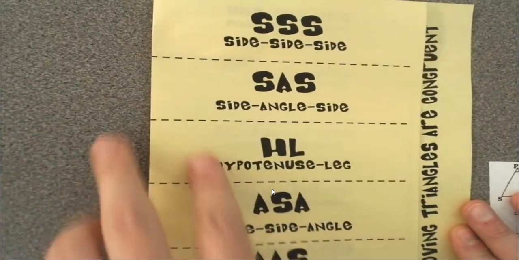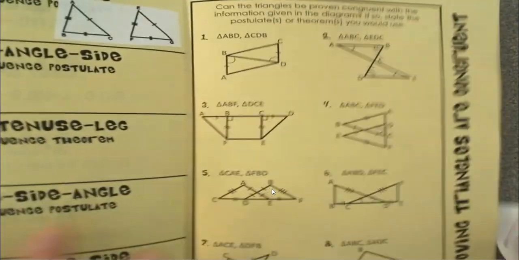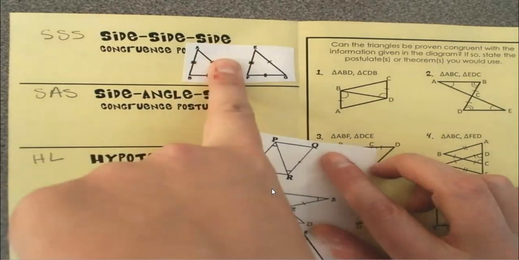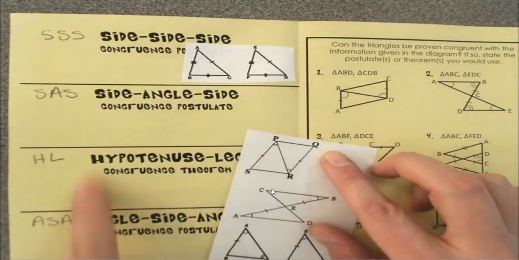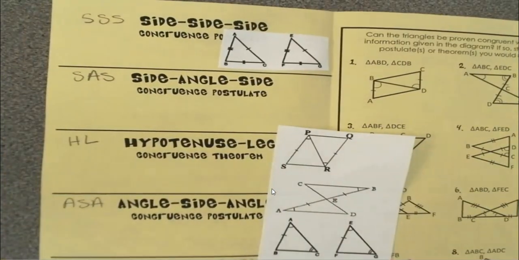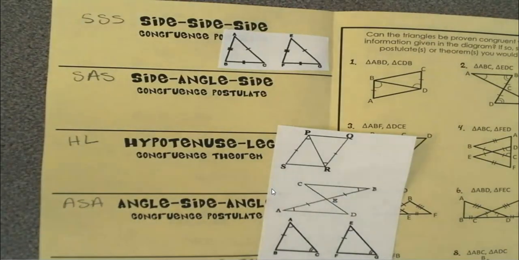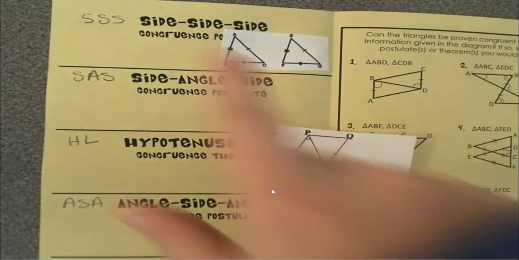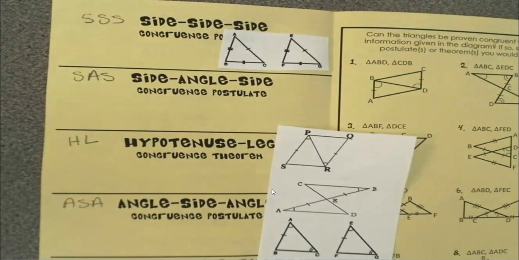Okay, so here is the foldable. When you open it up, you'll cut off the top two triangles and glue them in right here. And I just wrote the abbreviations of all those. Okay, so things that I want you to notice. This says side, side, side, so it has nothing to do with the angles.